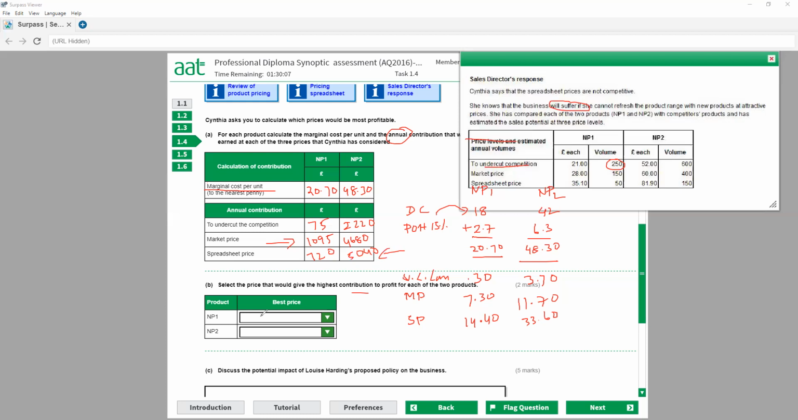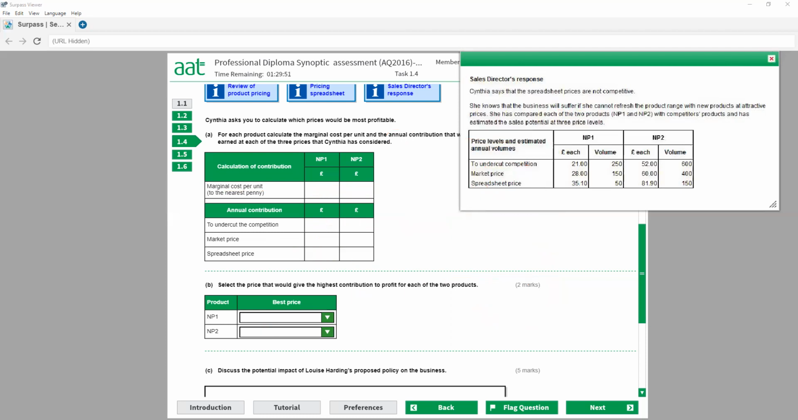So I said for NP1, the market price will give me the higher contribution. And for the NP2, the spreadsheet price will give me the higher contribution. So this is the calculation for this question. That's not very difficult, so should be fine for all of us. All right, let's move to the next requirement.